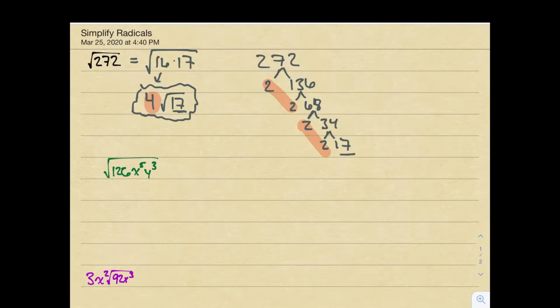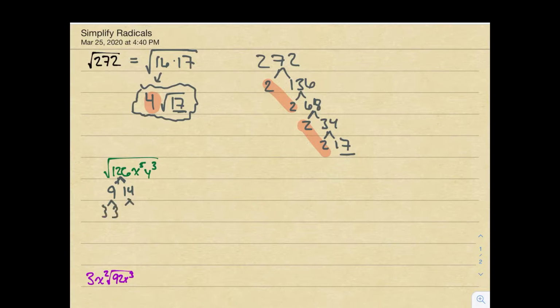So now let's throw a couple of variables into the mix. Let's take the square root of 126 x to the 5th times y cubed. So there's some extra stuff going on, but let's start with that 126 and just break it down like we did before. Find two numbers that multiply together to make 126. Well, it's 9 and 14. And then we're just going to keep going down.